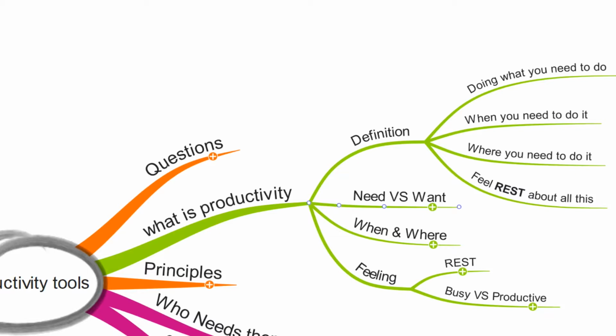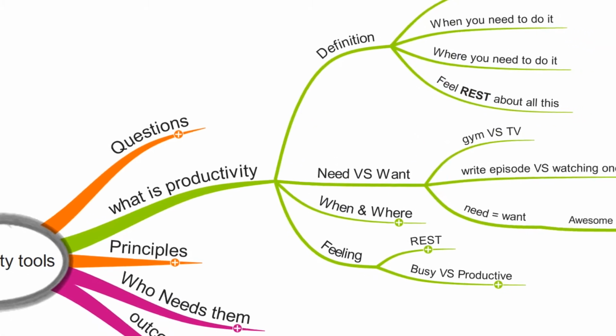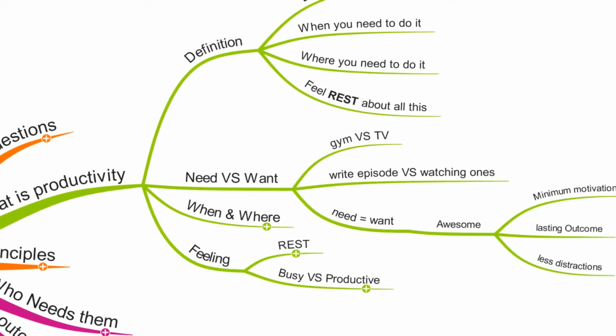The first one is the need versus the want. So productivity-wise, you have to do the things you need to, not the things you want to. The simple differentiation between need and want is that a need represents the necessity, while a want represents a desire. So you need to take care of your health by going to the gym. Instead, you want to watch the TV. The need might be writing an episode for your YouTube channel versus wanting to watch other YouTube videos.